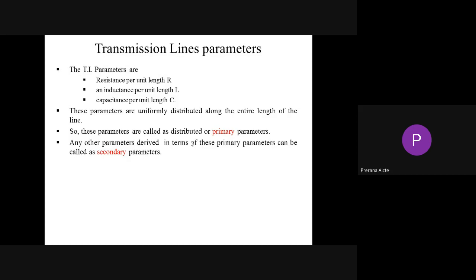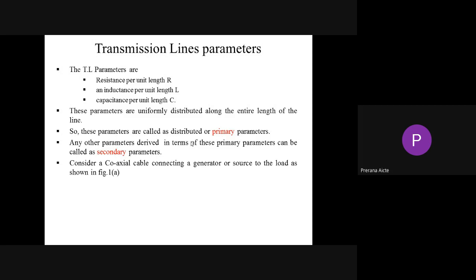By using these primary parameters R, L, C, G, we can derive some other parameters, that is attenuation constant, phase constant, propagation constant, and characteristic impedance Z0. So these are all parameters you can derive based on the primary parameters. Any other parameters derived in terms of these primary parameters can be called secondary parameters.